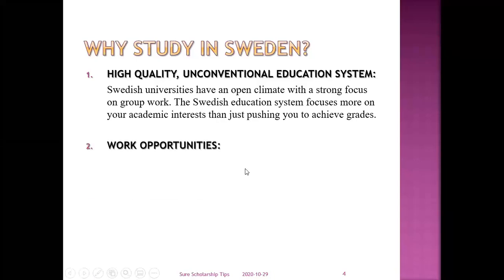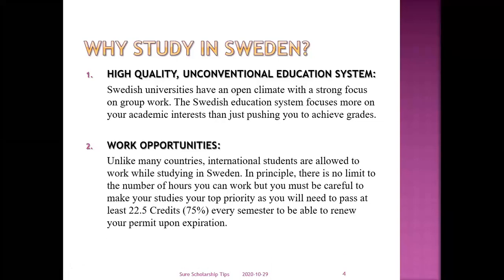So number 2, work opportunities. If we have made our research, we will realize that in many countries, for example Mexico, if you are a student you are basically not allowed to work. China is the same thing. If you are studying in China, you are restricted on what you can do. They expect you to focus mainly on your education. But here in Sweden, it is not so. As an international student, you can work while studying.